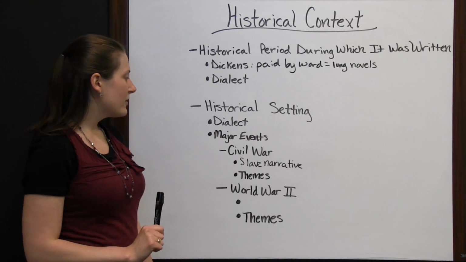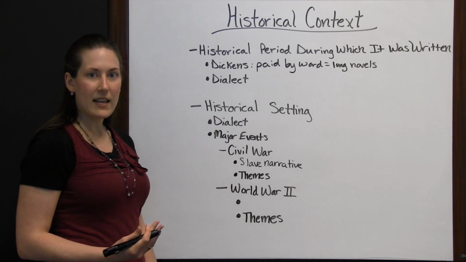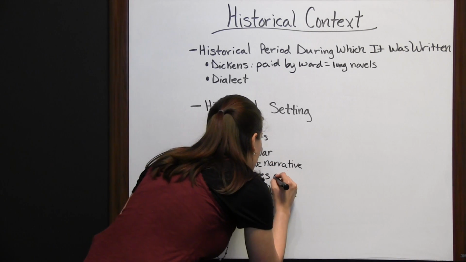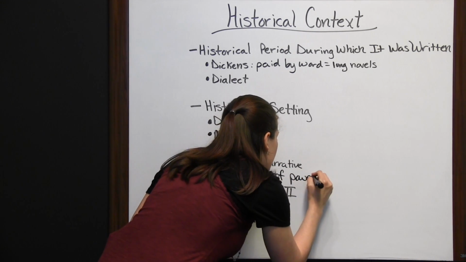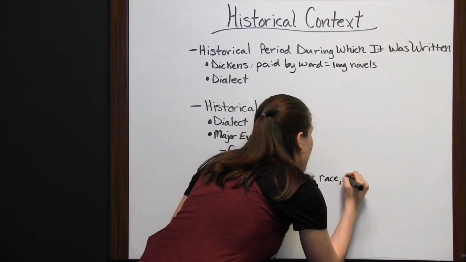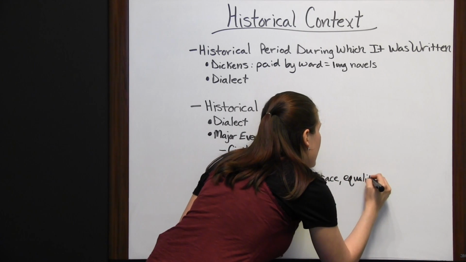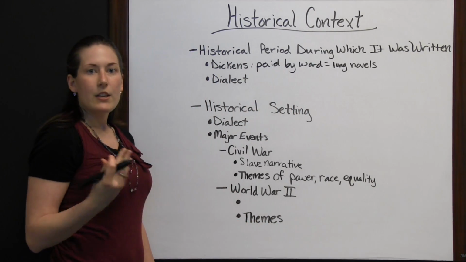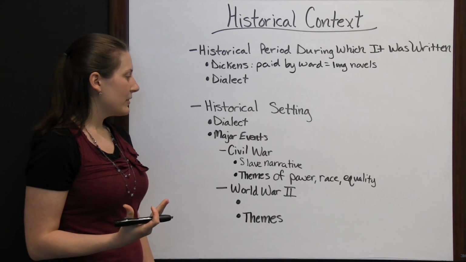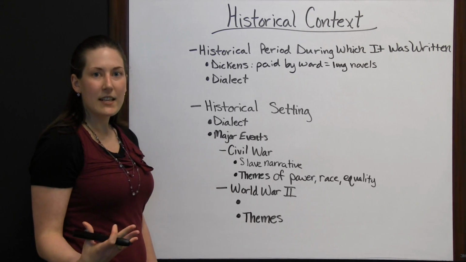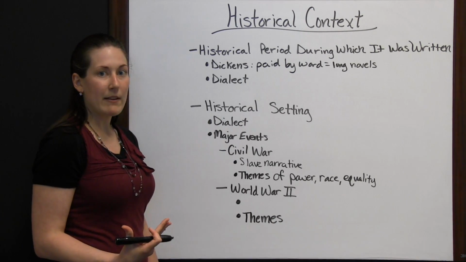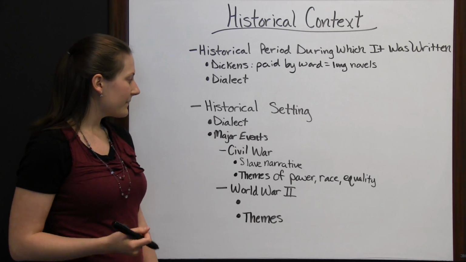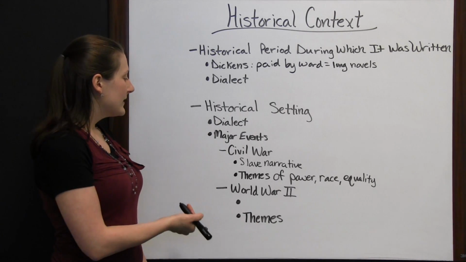Another thing to pay attention to with Civil War writing, slave narratives, anything from that time period are the themes. A lot of times you'll see themes of power, race, inequality. Because when slavery ended, it was because people were saying, your skin color doesn't make you more or less of a person or a better or worse person. Everyone's equal. And while equal rights didn't come about till later, it started that theme of equality around the Civil War time.